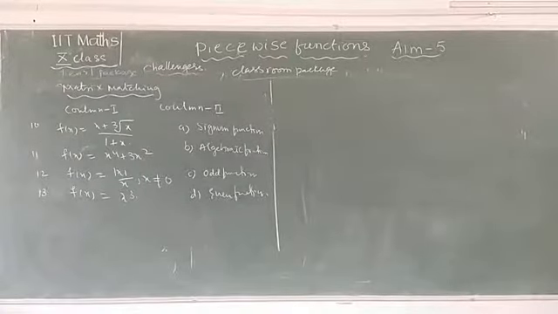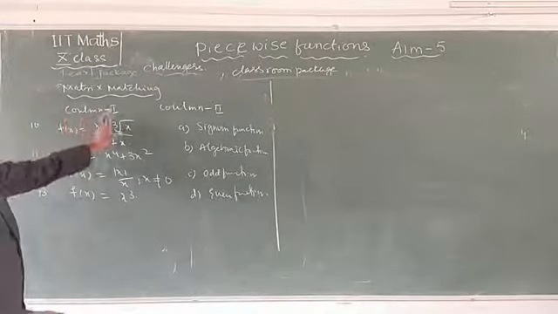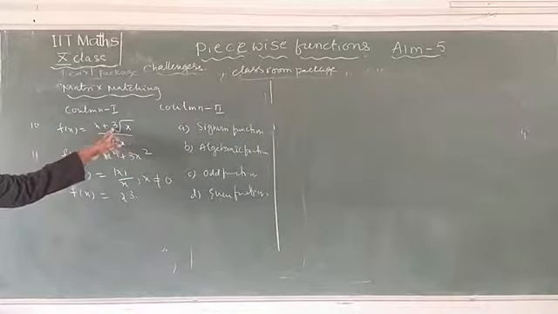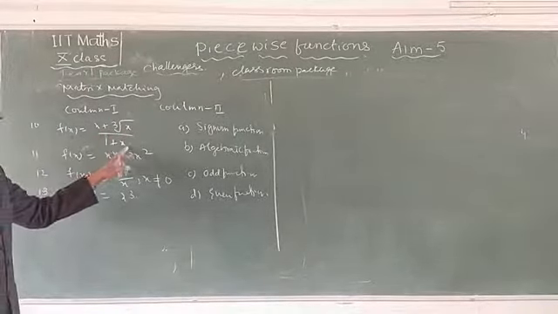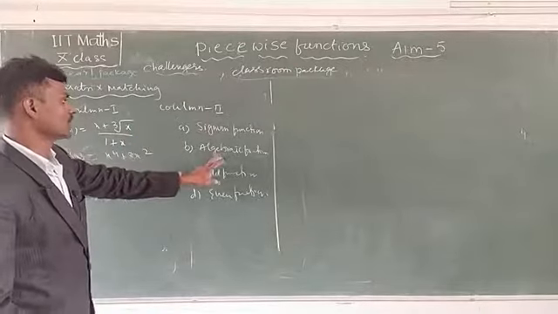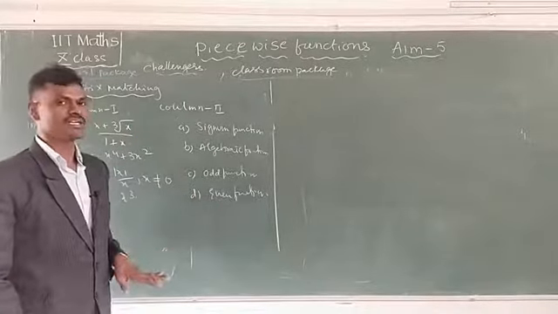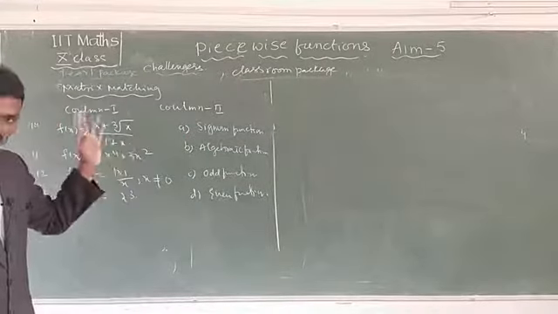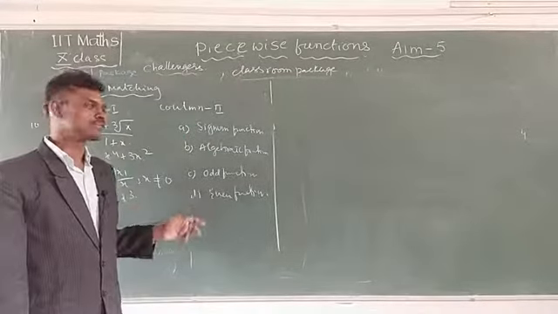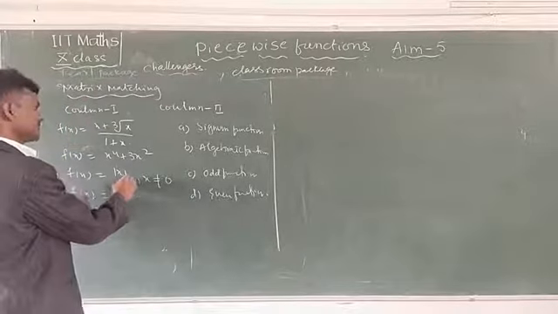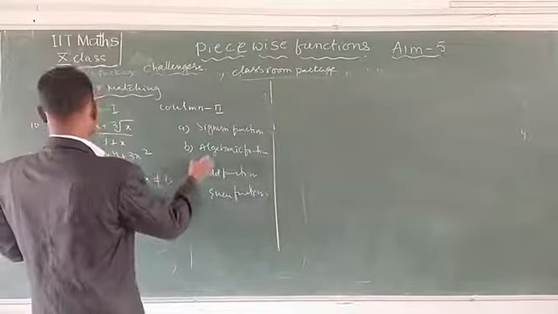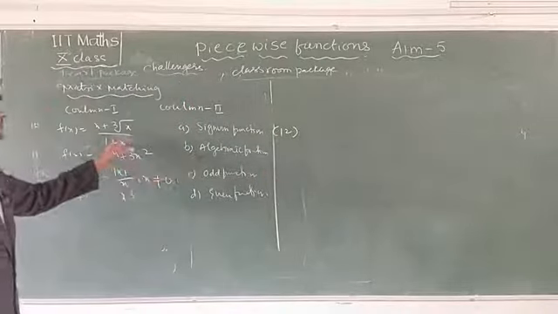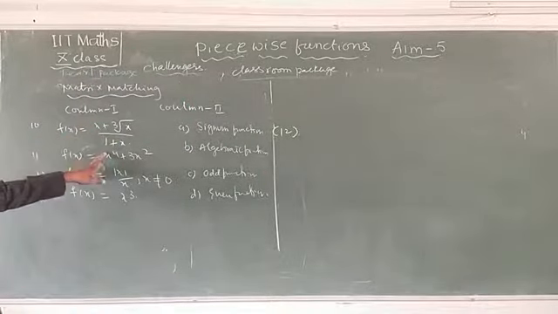Okay, next the matrix matching method. Here column 1, column 2. See here, f of x is equal to x plus cube root of x by 1 plus x. Here signum function, algebraic function, odd function, even function. See here, signum function means f of x is equal to modulus of x by x or x by modulus of x. This is the signum function. Then here you can write this is 12. This is possible. Next, algebraic function means this is also an algebraic function, this is also an algebraic function.